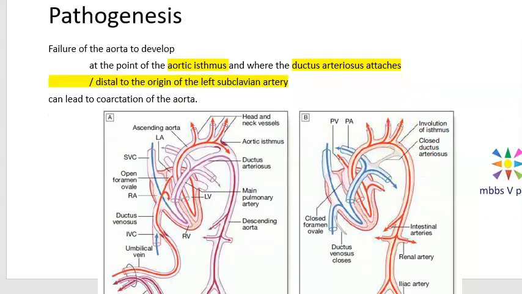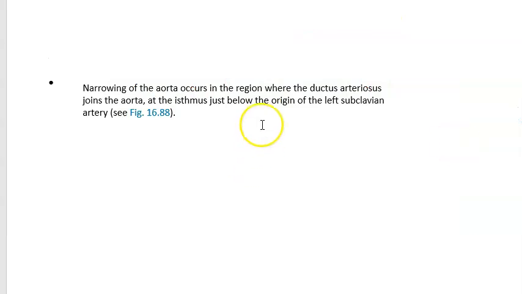Okay. So you have understood the exact anatomy: the aortic isthmus, where the ductus arteriosus attaches, is distal to the origin of the left subclavian artery. Very good. So at this place the aorta has failed to develop.